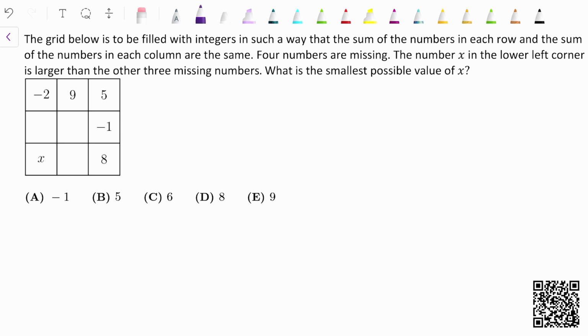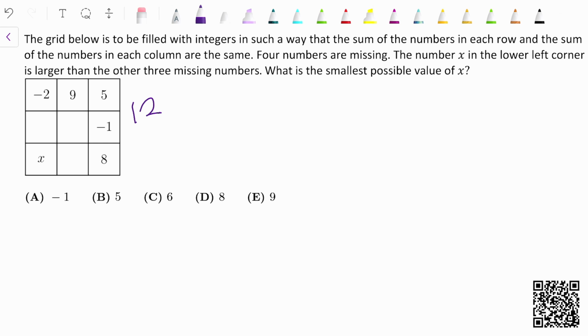Okay, so first we need to find out what the value of each column and each row is. So basically, if we have 5, -1, and 8, if we add them up all together, we end up getting 12. Therefore, each row and each column both have to be equivalent to 12. And I don't know why I highlighted column when I said row and then row when I said column, but it's fine. You guys catch my drift because they're both equal anyway.